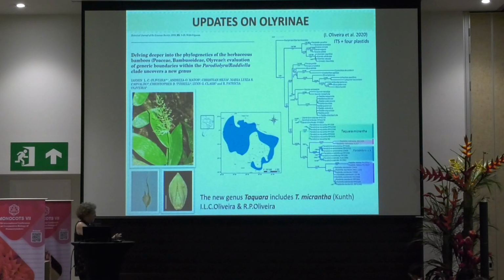And then turning to the Radiella clade and Olyra, again, more sampling and more analyses revealed another new genus. We still have some problems because one species of Radiella pops out here. There's the rest of Olyra, and so there's the new genus. So something's going on there. We don't know if that's hybridization or what's causing that incongruence. But that's Taquara.